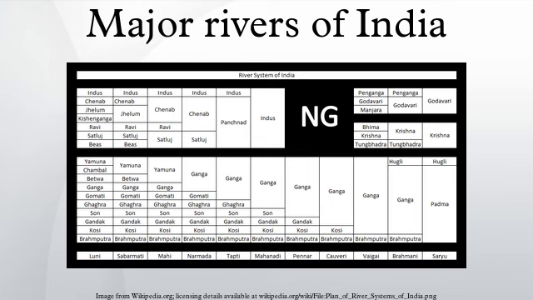According to a 2011 report of the Food and Agriculture Organization of the United Nations, India's basin-wise distribution of catchment area and utilizable surface water resources is presented in the following table.